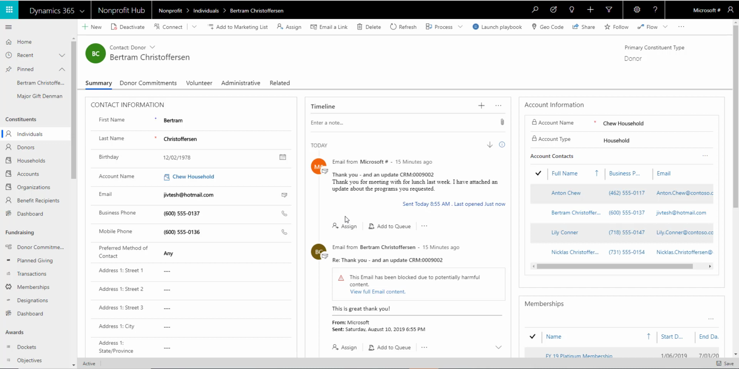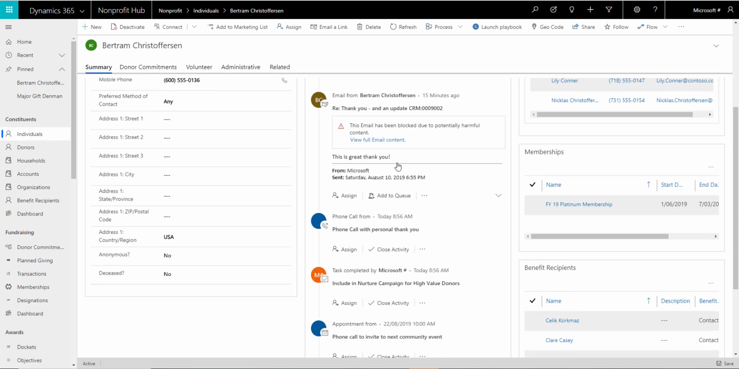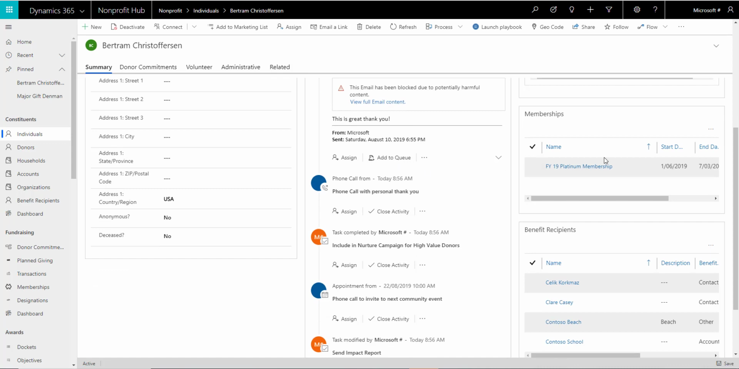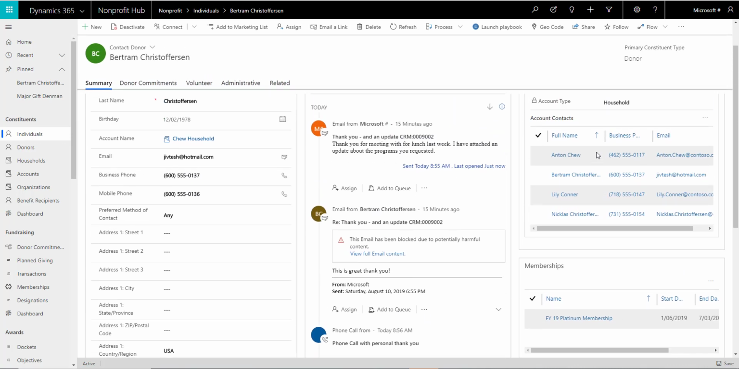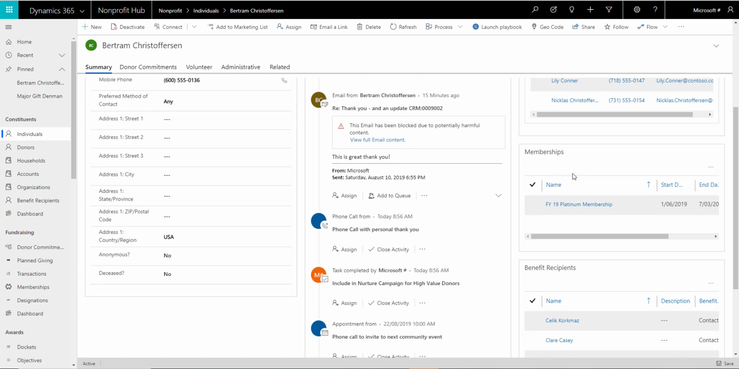Say you're a major gift officer and you're looking at speaking to a particular donor or planning for a meeting with them. As soon as you open up their record, you're able to see first of all the complete timeline of the interaction that anybody in the organization has had with them. But then if you look at the right, I'm also able to look at, what household are they a part of? What are the memberships that they have with us?